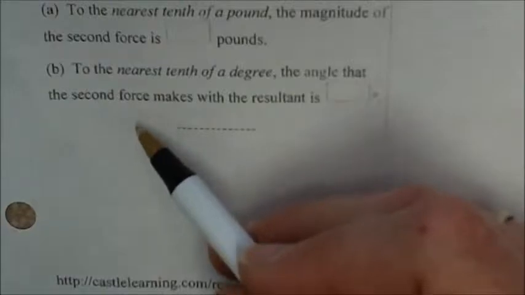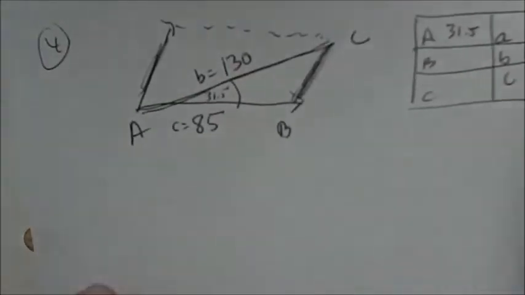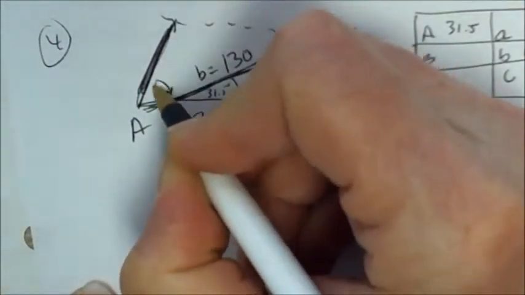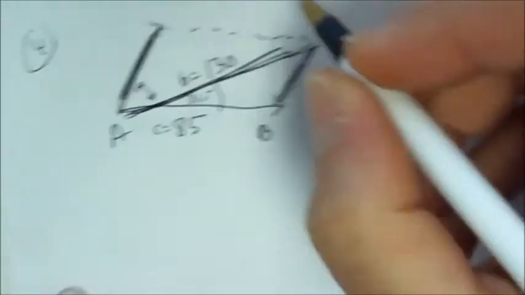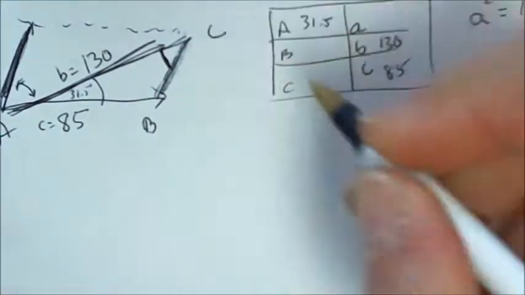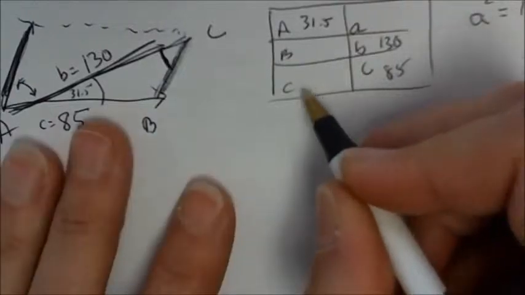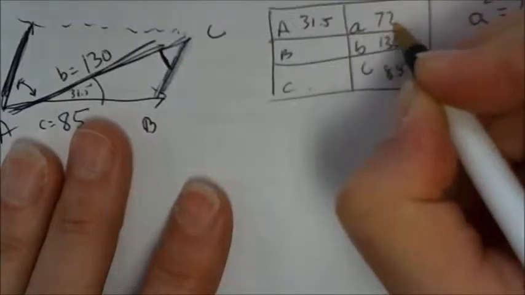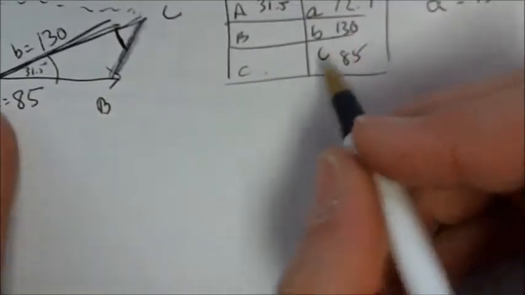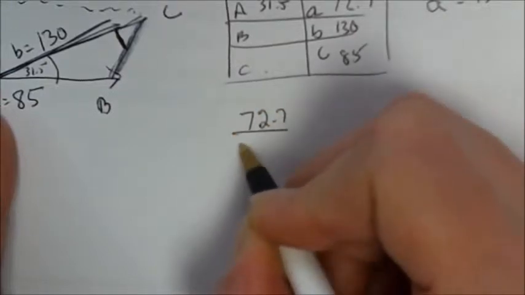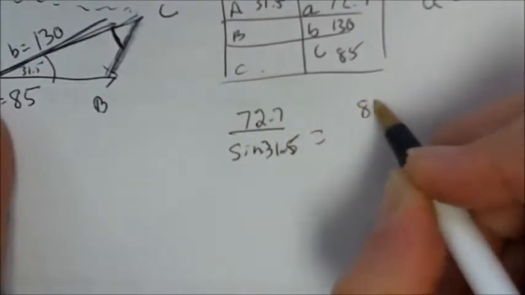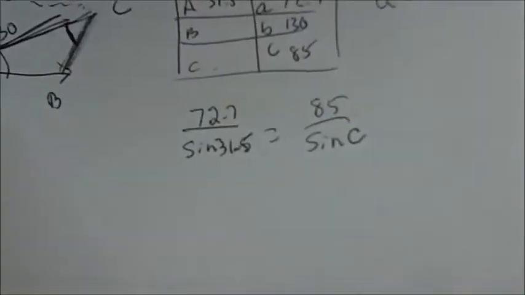And then to the nearest tenth of a degree, the angle that the second force makes with the resultant. So when you take a look at this picture, here's the second force, here's the resultant. They want this angle right here. And this angle here is the same angle as this angle here, which is my angle C. So we're trying to find angle C. So with side A filled in as 72.7, we can use the law of sines, which says A over the sine of A is equal to C over the sine of C, law of sines.